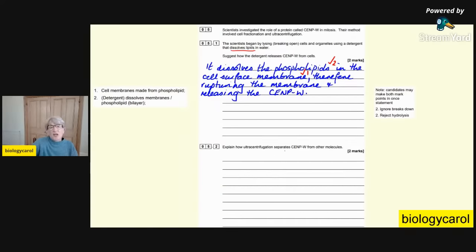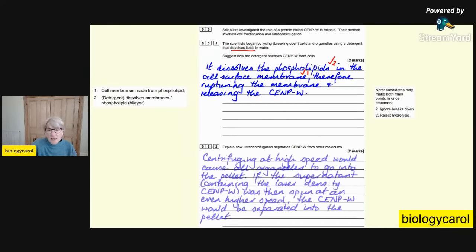Explain how ultracentrifugation separates CMPW from other molecules. I'm going to be really honest, I was not sure what to write here. So I did go a little bit off on one, and I realised when I read the mark scheme that I didn't actually stick to answering that. I kind of explained that centrifuging at high speed would cause the organelles to go into the pellet, and if the supernatant containing the lower density CMPW was spun at an even higher speed, the protein would then be separated out in the pellet. So there's my answer.